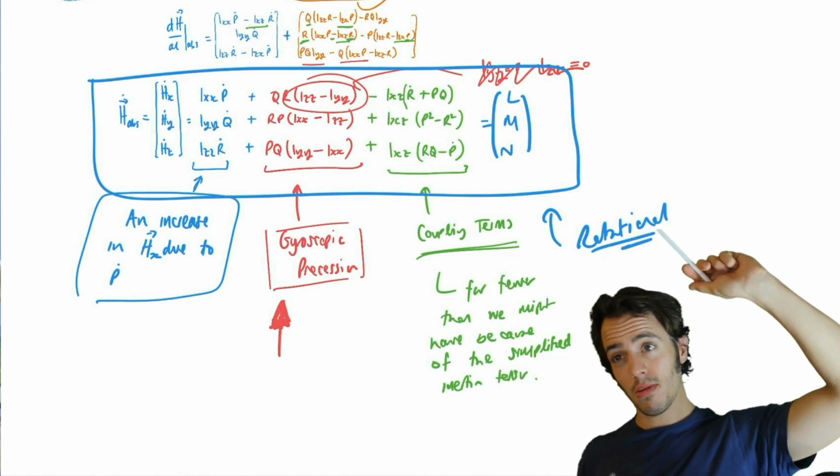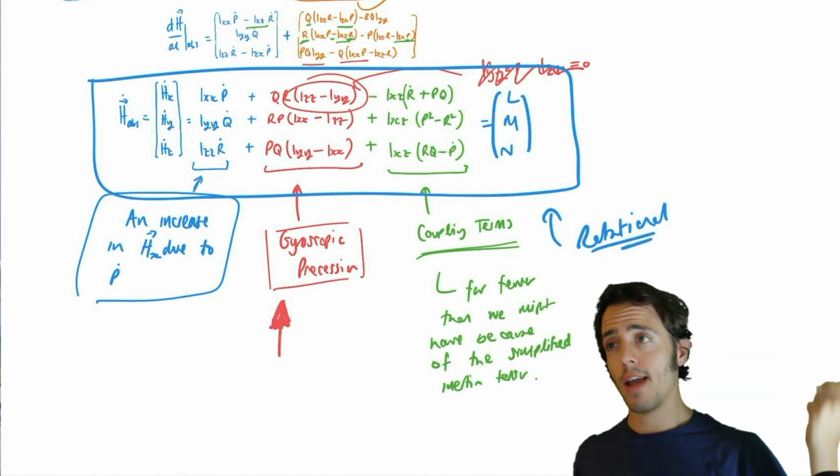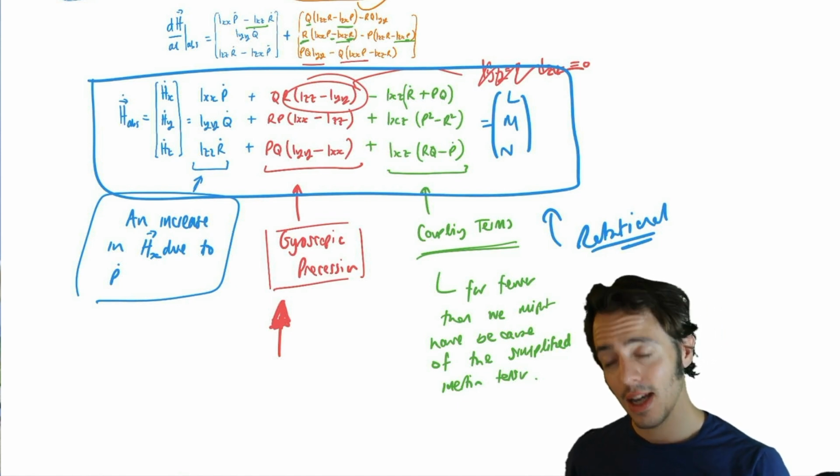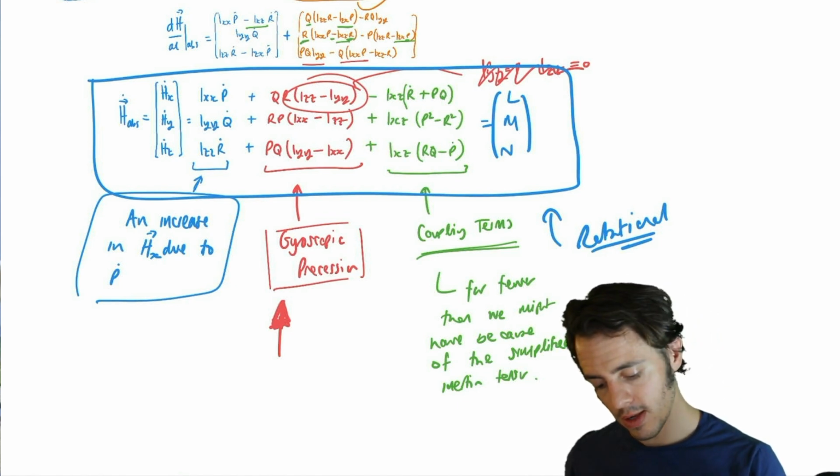Rotational equations of motion, the ones pertaining to rotation. Translational equations of motion are the ones pertaining to translation. Okay, we've got one more set of things we need to do, and we're going to do that.